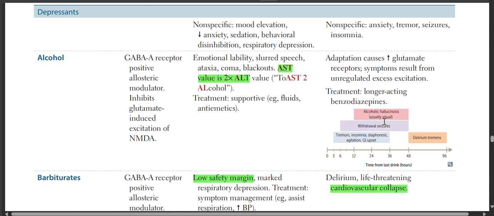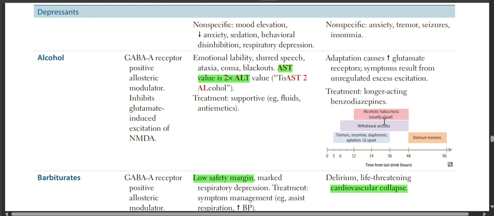Initially, when patients are away from alcohol, they'll develop restlessness, insomnia, and tremors. However, after these symptoms, around 12 to 24 hours, these patients might develop hallucinations, and usually these will be tactile hallucinations. Anything more than 2 days, 2 to 3 days later, if the patient hasn't consumed a drink in over 2 or 3 days, they will develop something called delirium tremens.